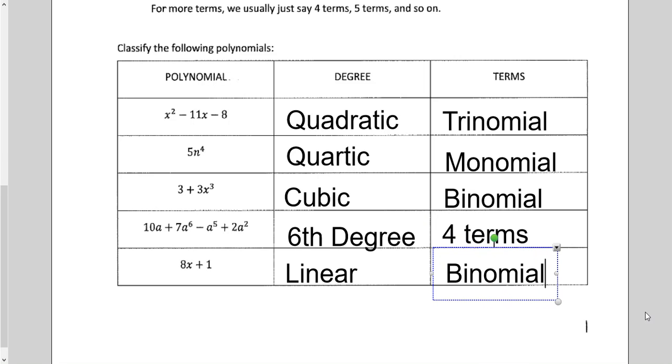Okay, so just putting it all together, this is a quadratic and a trinomial. This is a monomial, a quartic monomial, and then so on. Okay?